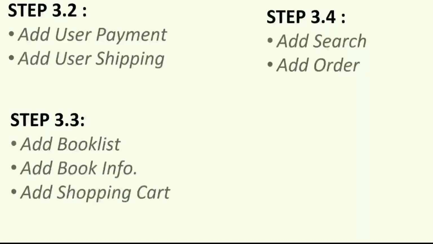In step 3.2, we will add the user payment gateway and we will add user shipping. In step 3.3, we will provide the book list, we will add the book information, and we will add a shopping cart in which the person can add the number of book items they want to purchase. In step 3.4, we will provide a search option and an order button. So this was the planning of the project Apni Kitabe. And in the further section, Yugul will explain the project modules to you.